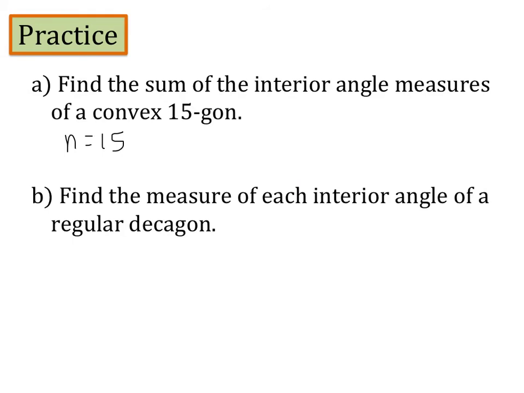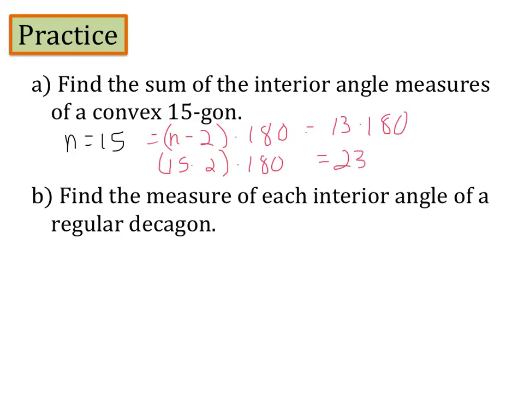So I know that the polygon angle sum theorem says that n minus 2 times 180 equals the sum of the interior angle measures. So I just do 15 minus 2 times 180, so 13 times 180, and that equals 2,340 degrees. This is the sum of the interior angle measures of a convex 15-gon.